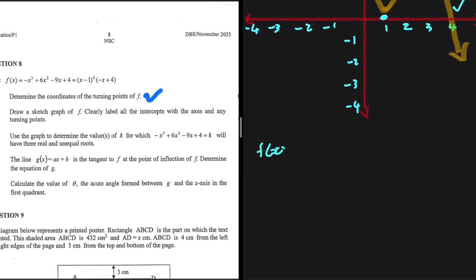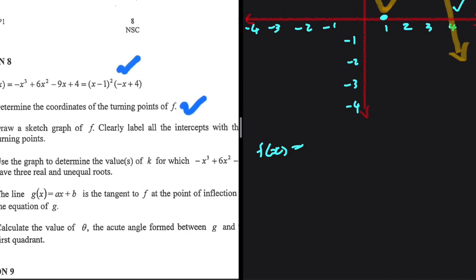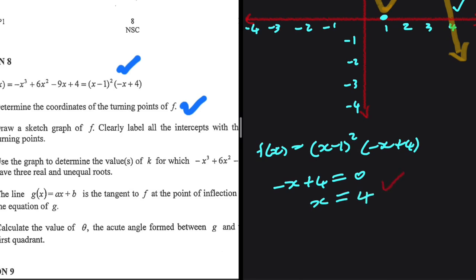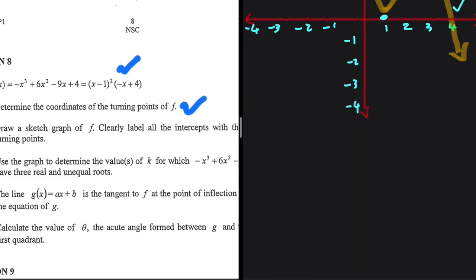F of x is also equal to, look at this equation here that they have factorized for us, x minus 1 squared multiplied by minus x plus 4. So obviously we have minus x plus 4 equal to 0. So x is equal to 4. This is the other x-intercept that we have. Okay, let's carry on and do the equation that follows. We are done sketching that graph.